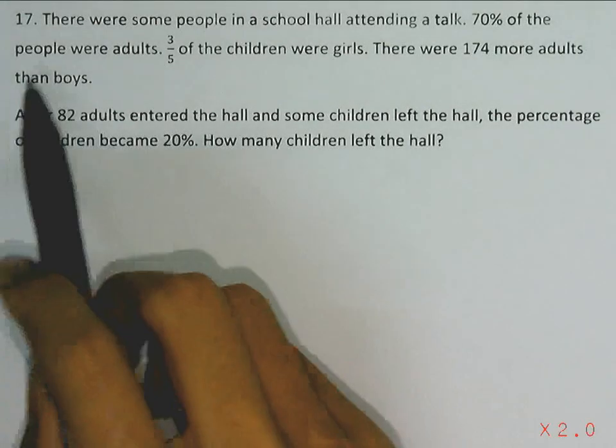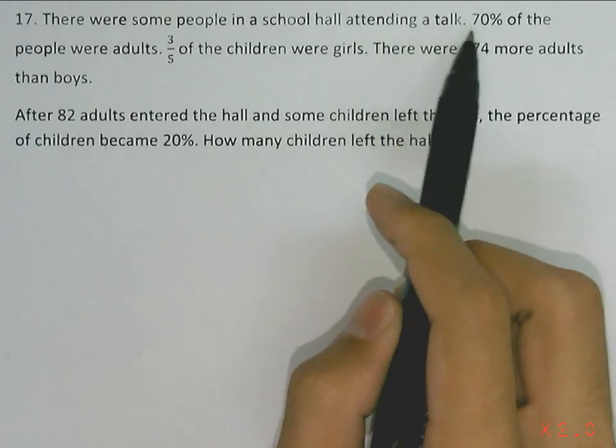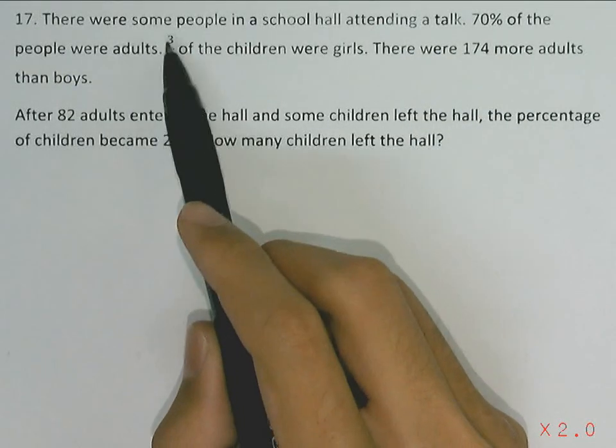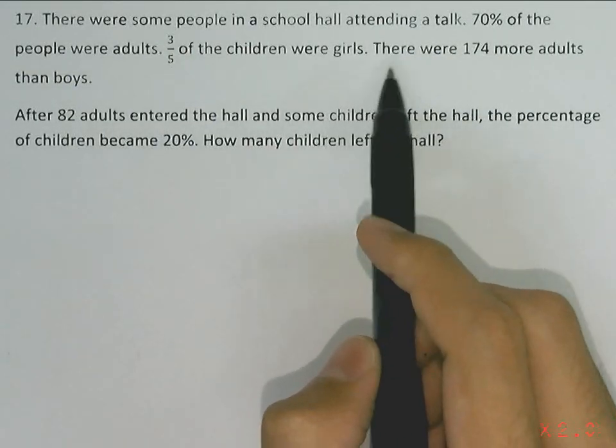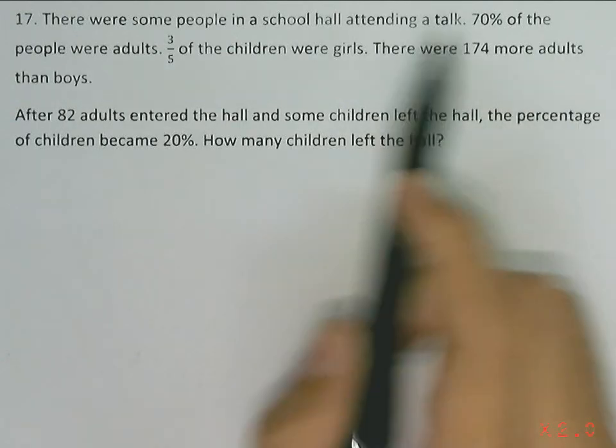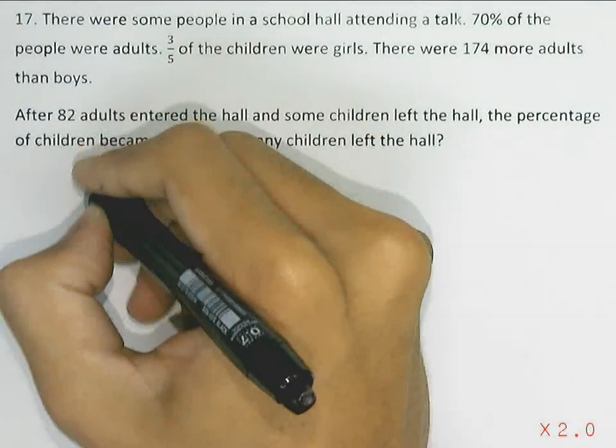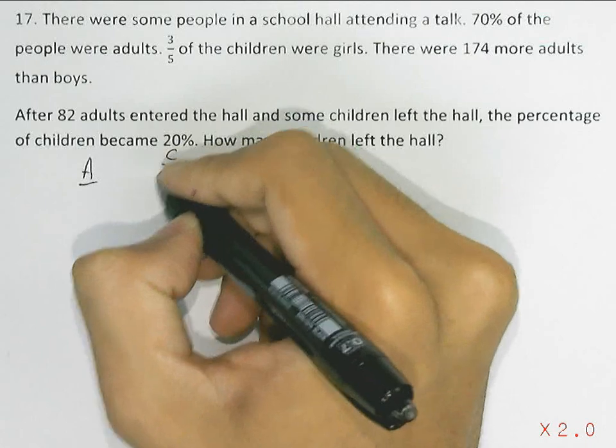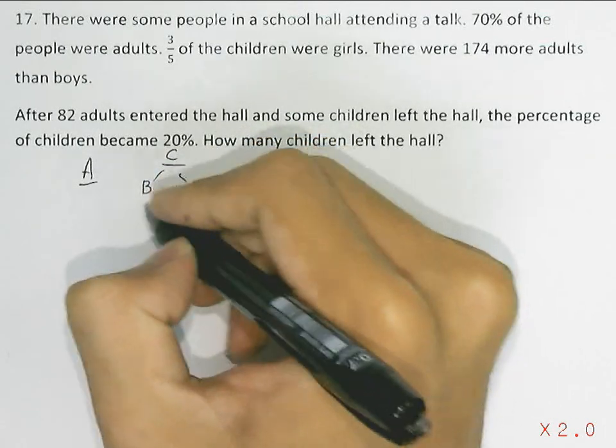So there were some people in the school hall attending a talk. 70% of the people were adults, while 3/5 of the children were girls. There were 174 more adults than boys. So here we are going to have adults, children, who will be split up into boys and girls.